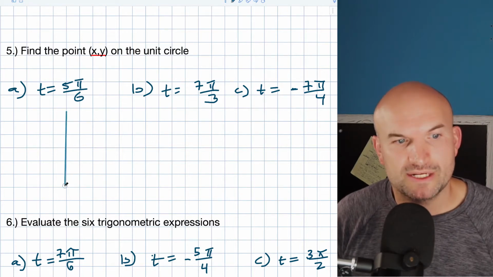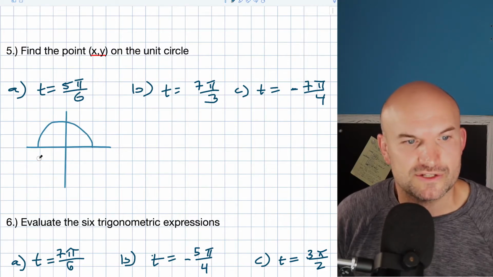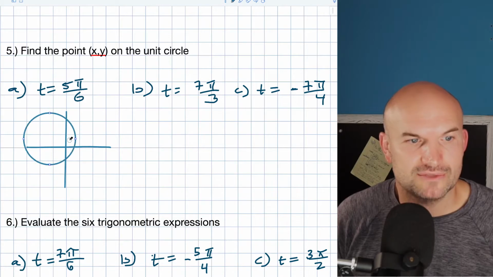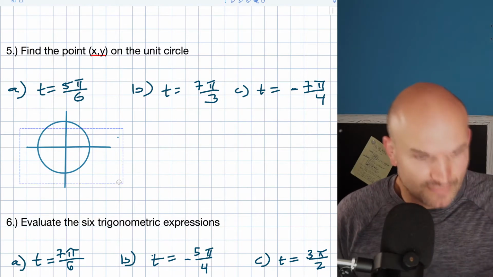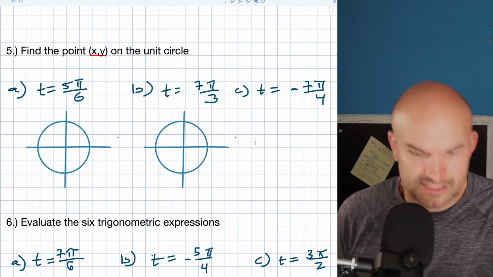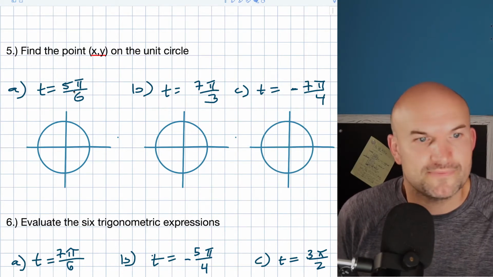So in this case, what we're going to do is find our point. So 5 pi over 6, I think, is important. Here's the unit circle. Okay. So knowing where this angle is. Actually, what I'll do here is copy and paste this for all three of these examples. Okay. So we'll just do this rather quickly.